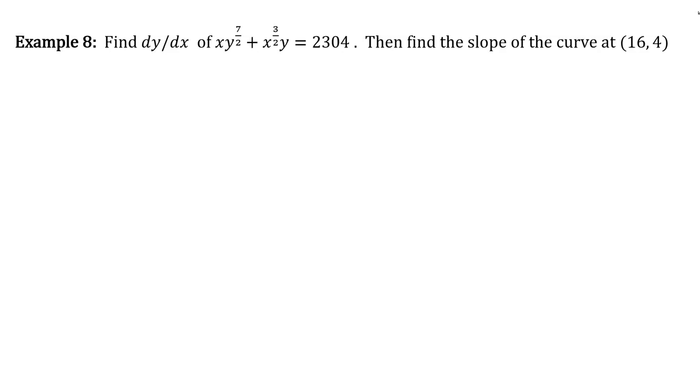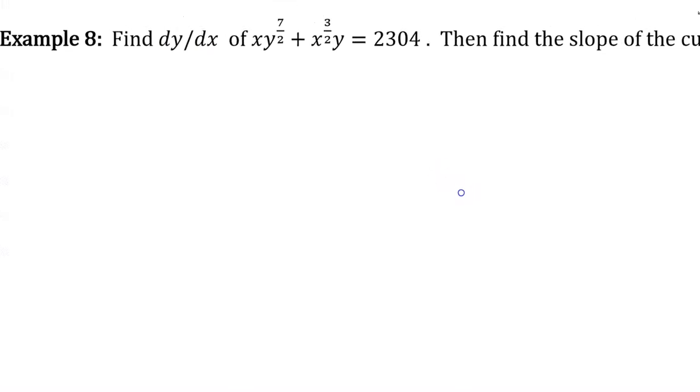Okay, let's do one more. We want to find the first derivative of this lovely thing. And then we want to find the slope of the curve at the point 16,4. Well, the slope of the curve is the derivative at that specific point. So in finding our first derivative, that's going to aid us in the second part anyway, so that's always nice.